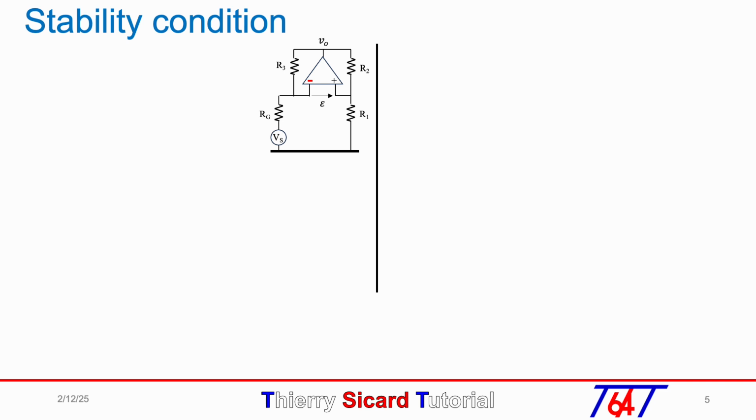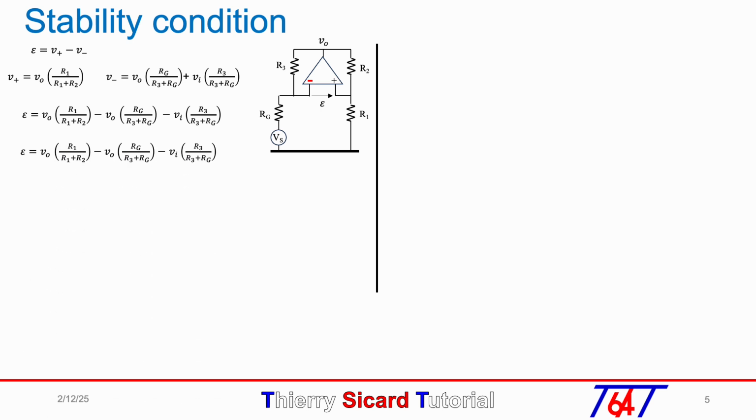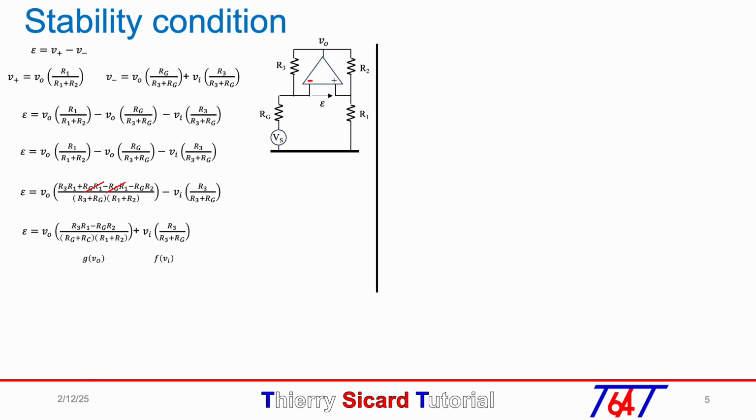To analyze the stability condition, we calculate the error voltage epsilon equal to V plus minus V minus. Then we write the expressions of V plus and V minus. For V minus, we use the theorem of superposition. After that, we organize the epsilon voltage versus V out and V in. We can see that plus RG-R1 and minus RG-R1 can be cancelled. Then we get the epsilon voltage with two functions, F and G, respectively functions of V out and V in.